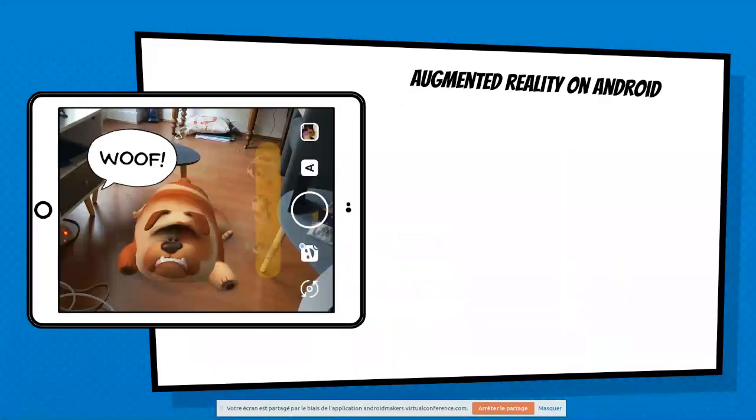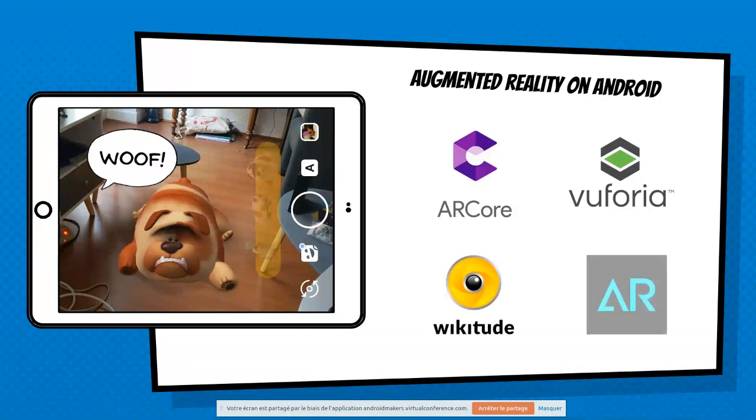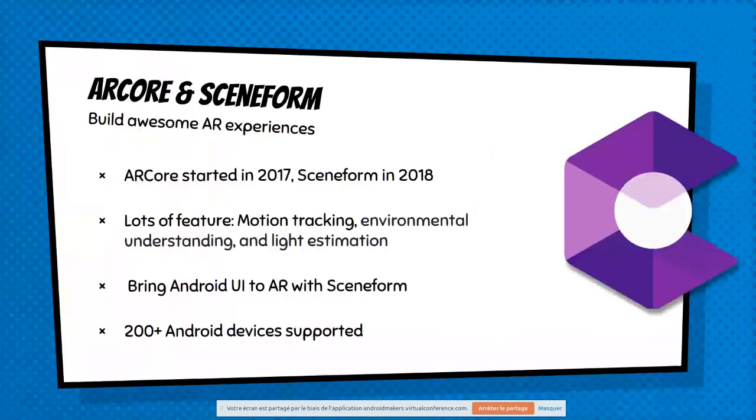So on Android, there are many ways to build an AR application. Obviously, you can use ARCore, which I'll be talking about today. You can use Vuforia. It's been there for quite a long time. You can use it on Android and Unity. You can use Wikitude, or you can use ARToolkit, which is open source. So let's talk mostly about ARCore and Sceneform.